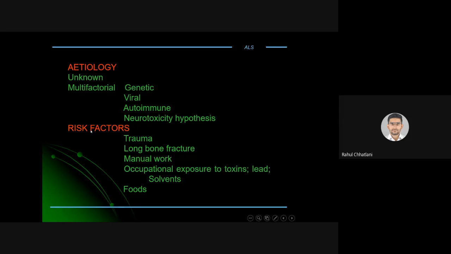So because of these risk factors, any of these can be possible: it can be genetic, viral, autoimmune, and last will be neurotoxicity. Because of this, there will be amyotrophic lateral sclerosis.